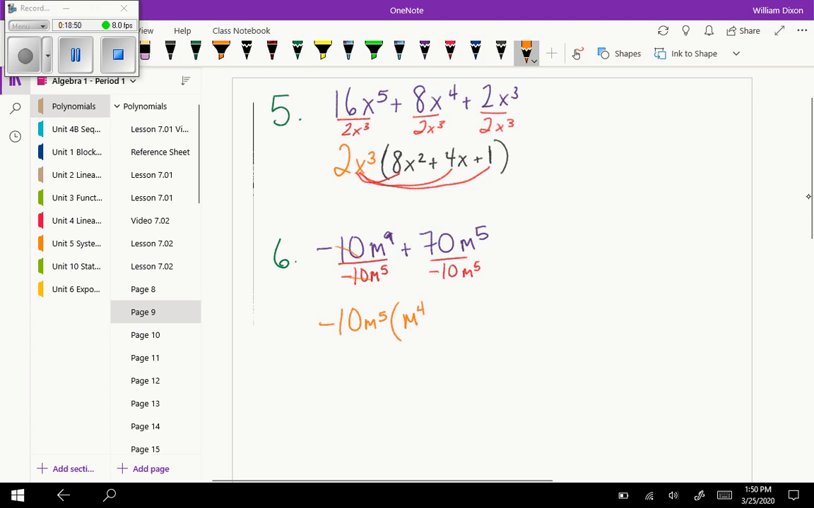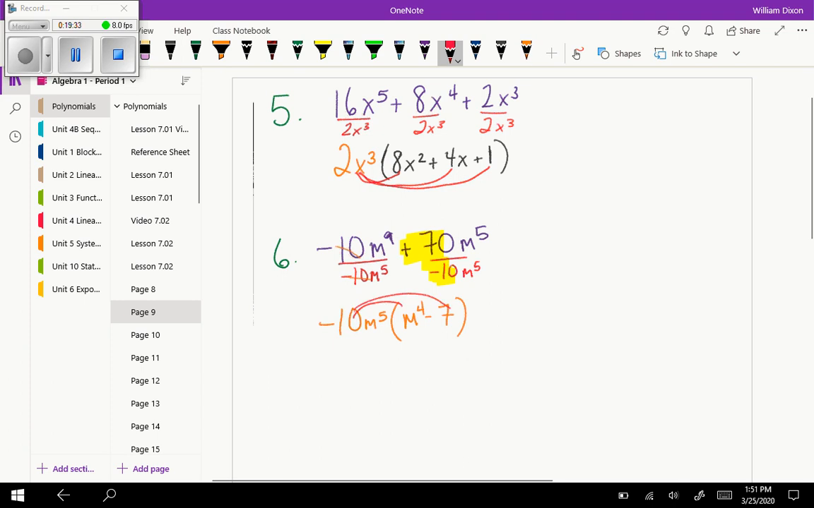Now, here's the part that you have to be careful with, and I'm going to highlight this. Your signs are going to change. That's the part you just got to be careful with. Because 70 divided by negative 10 is going to be negative 7. Remember, we're dividing this out, so all those rules apply. So it's going to be negative 7. And m to the 5th divided by m to the 5th is going to be 1. So that's my answer.